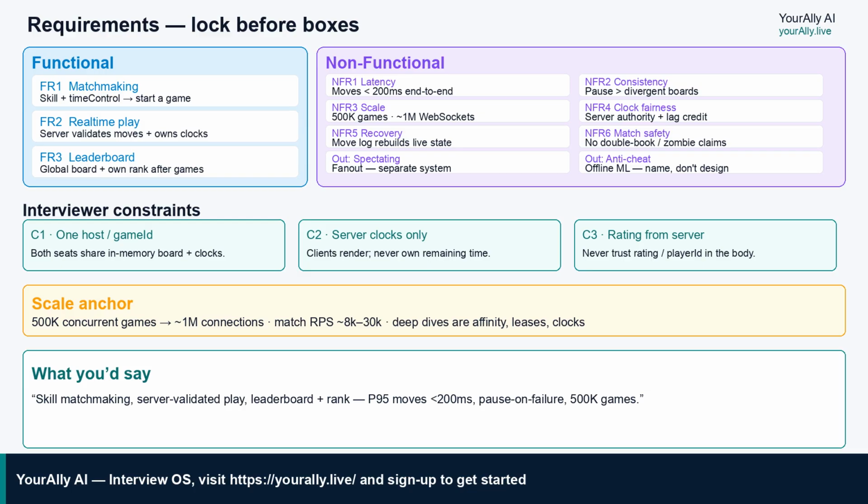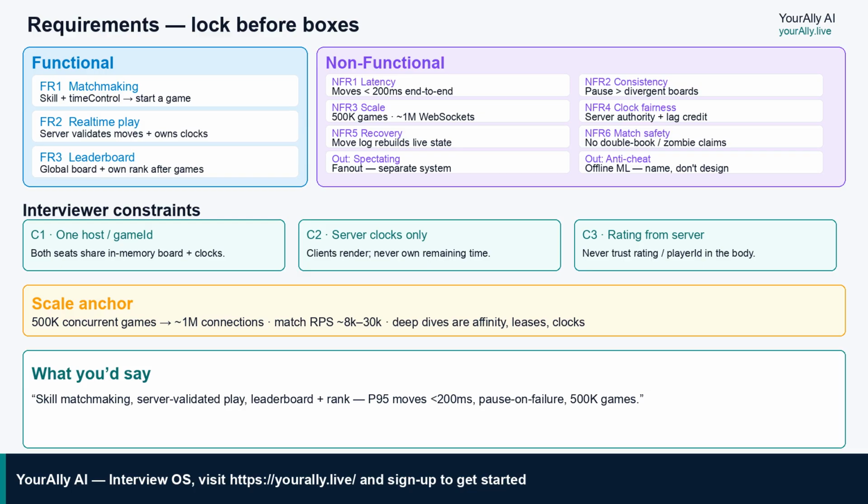Let me slow down on consistency versus availability because candidates recite CAP and then design for both. Here the product tells you the answer. Two clients with different boards is not an outage. It is a corrupted competition. Pausing for a few seconds during host failover is recoverable if you refund the clock. Divergent finish strings are not.